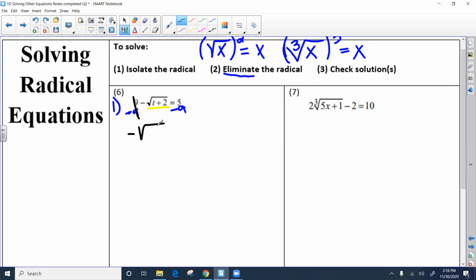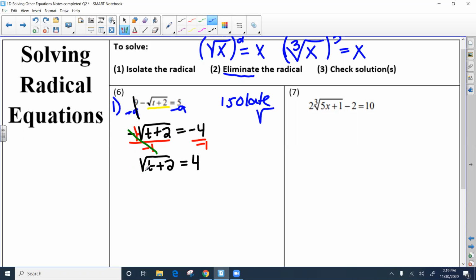So I have negative square root of t plus 2 equals, on this side now, negative 4, because I subtracted 9. Now I still have to get rid of this negative in front of the radical before it's by itself. Remember, that's just like a negative 1. So to get rid of that negative that's multiplied by the radical, I can divide both sides by negative 1. Negative 1 divided by negative 1 gives us a positive 1. So now I just have the square root of t plus 2 equals positive 4. Okay, so that's all part of step 1, I had to isolate the radical.